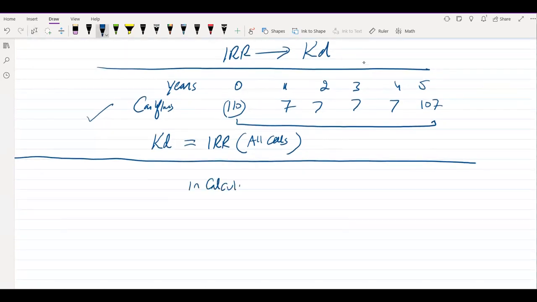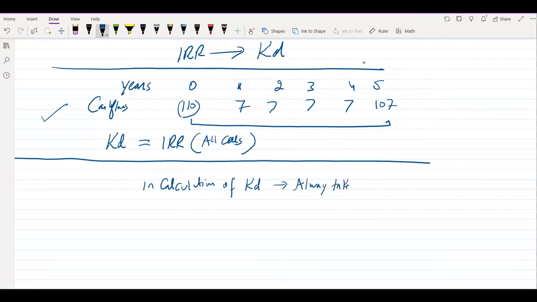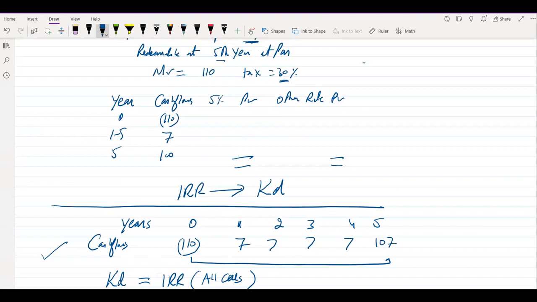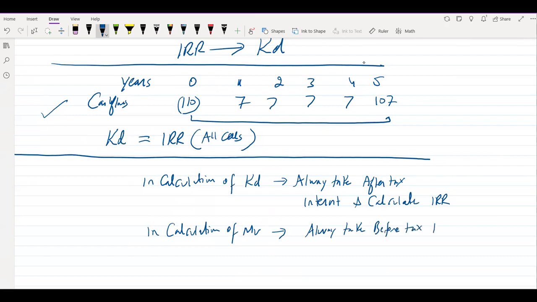In calculation of Kd, always take after-tax interest, and calculate IRR. But in calculation of market value, always take before-tax interest. Never consider tax in calculation of market value. That's the point, you have to remember this. Take after-tax interest in calculation of Kd, take before-tax interest in calculation of market value.